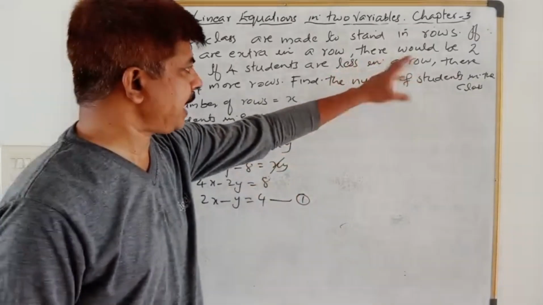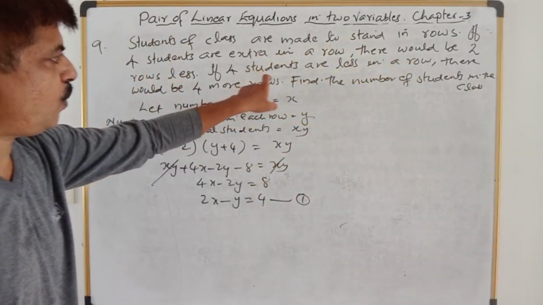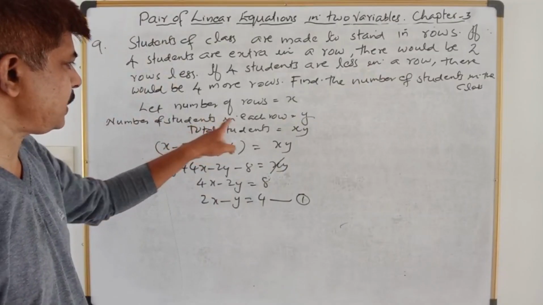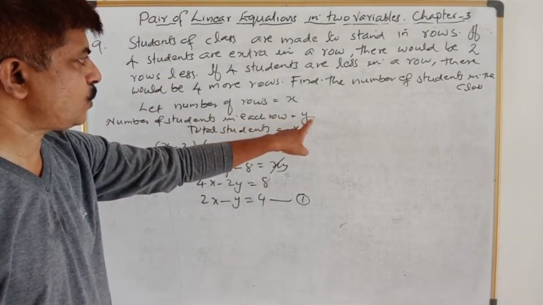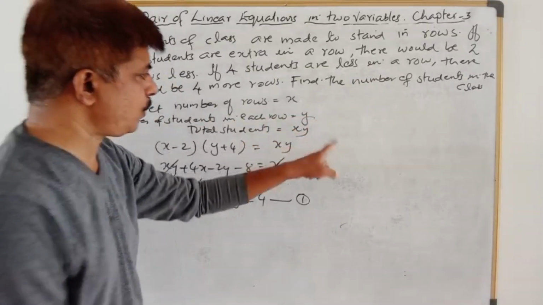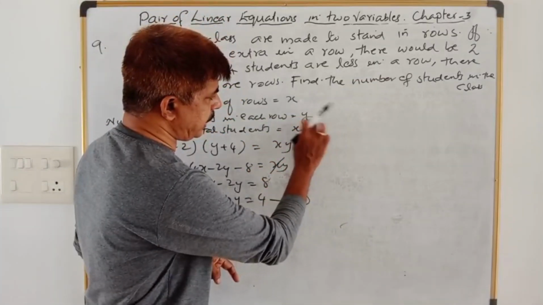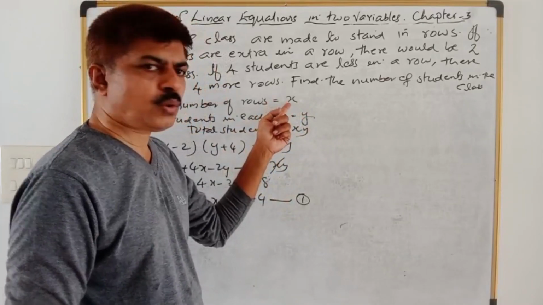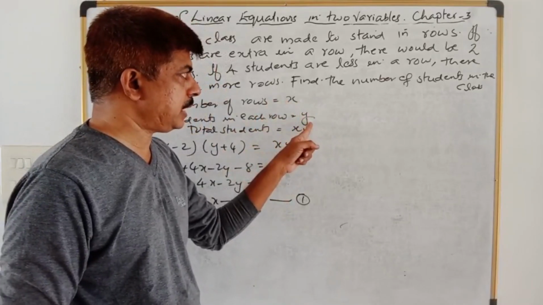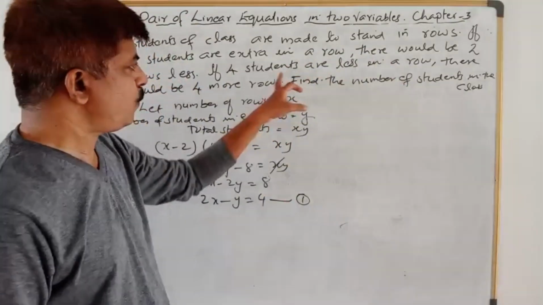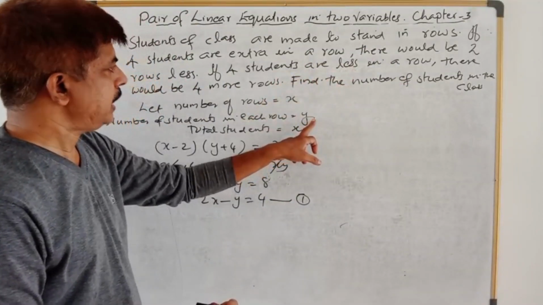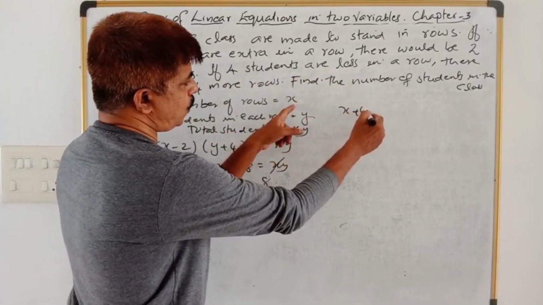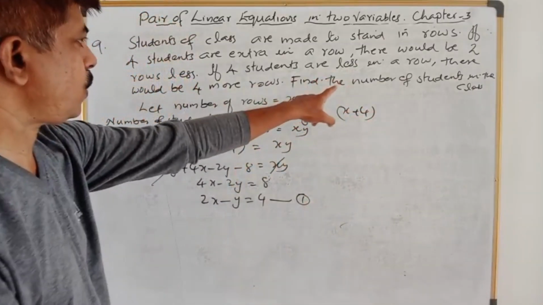Now take another situation: 4 students are less in a row. Actually, how many students are in each row? 4 students less in a row means we have to minus 4 here. At the beginning we have x rows and y students in each row. Now in another situation, 4 students are less means y minus 4. That time 4 more rows, x plus 4, into 4 more rows.